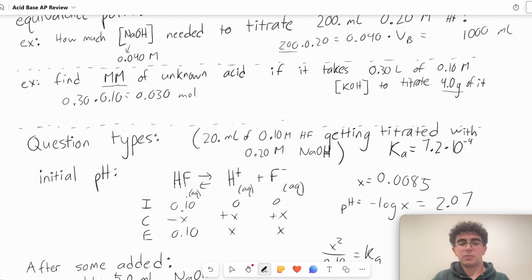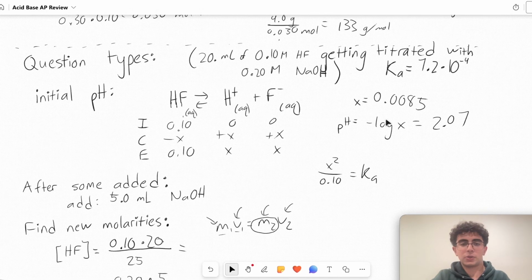And we know that moles of base equals moles of acid at the equivalence point. And then we also have grams. So molar mass is just grams per mole. So we're just going to divide 4.0 grams per 0.030 moles. And putting this in my calculator, it's about 133 grams per mole, which is my molar mass. So now let's actually get to the good stuff for titrations.